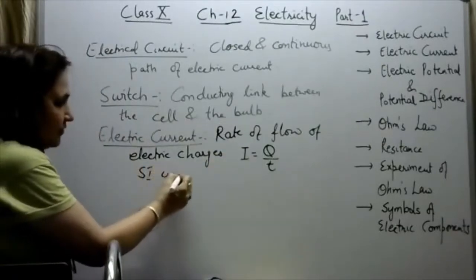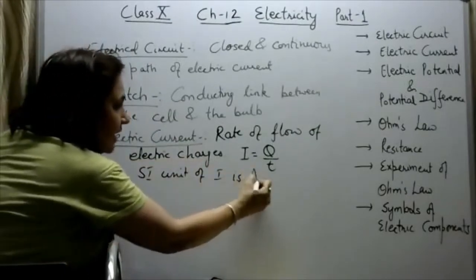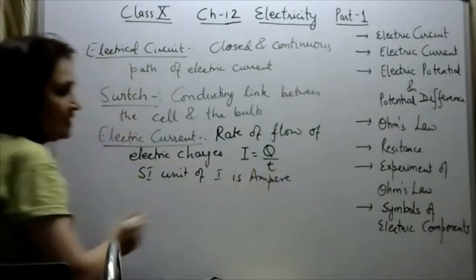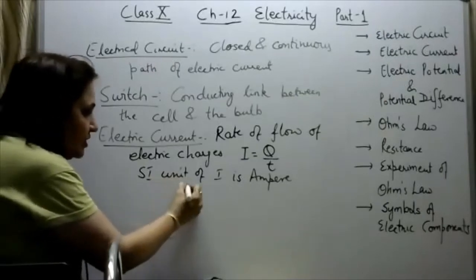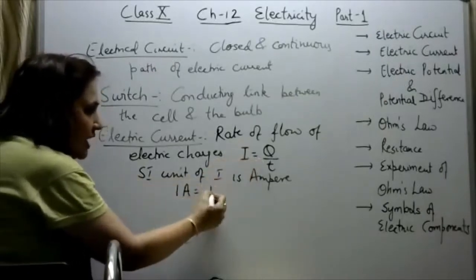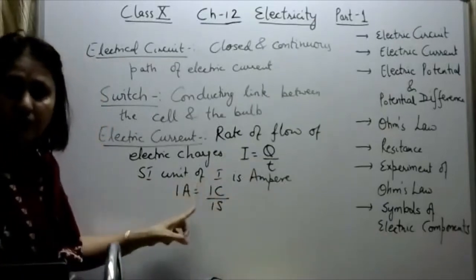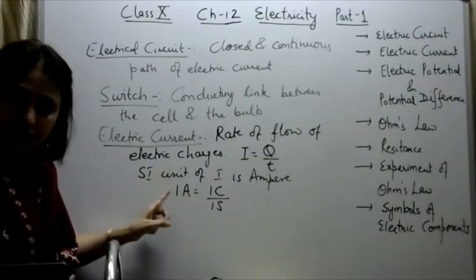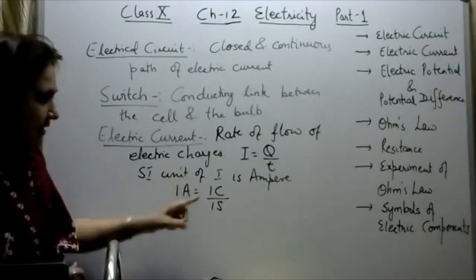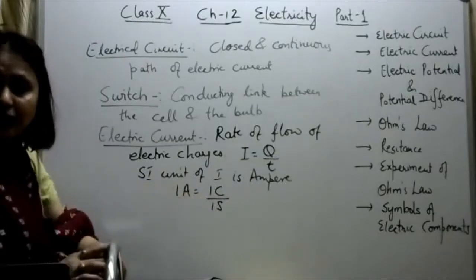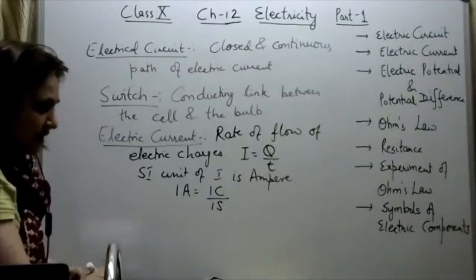The SI unit of current is ampere. In order to honor the scientist, its unit is taken as ampere, where 1 ampere is equal to 1 coulomb of charge flown for 1 second. So 1 ampere is the current when 1 coulomb of charge flows for 1 second through a conducting wire. This is how we define the unit of current.